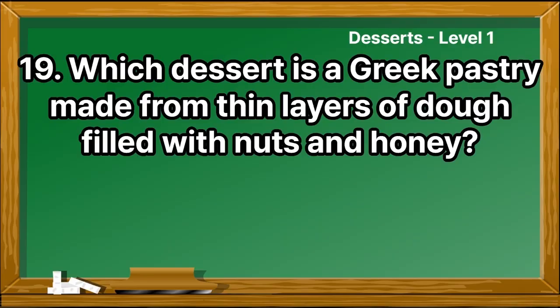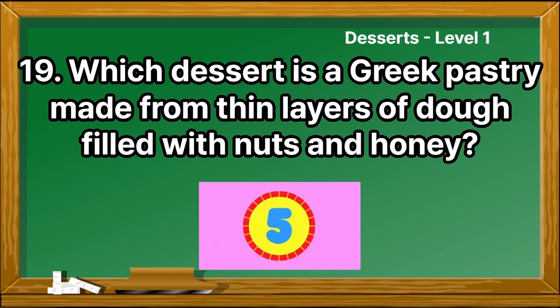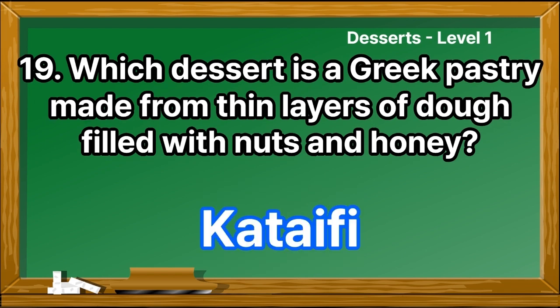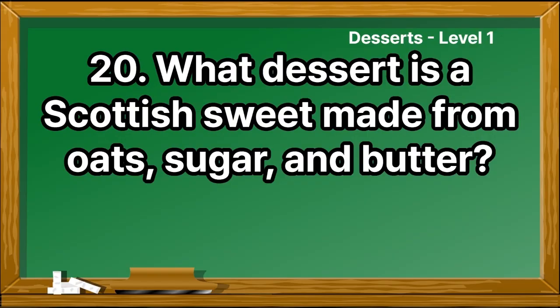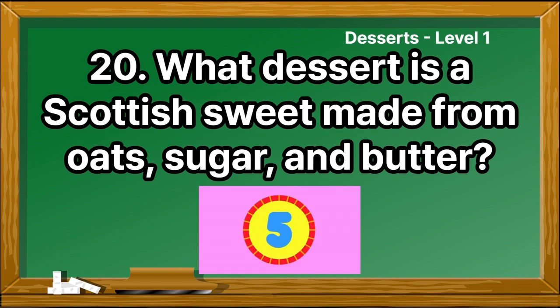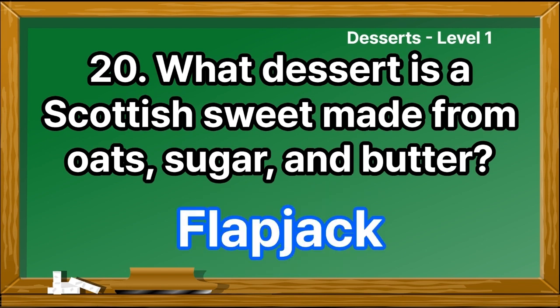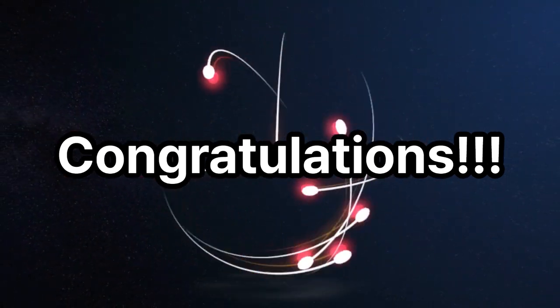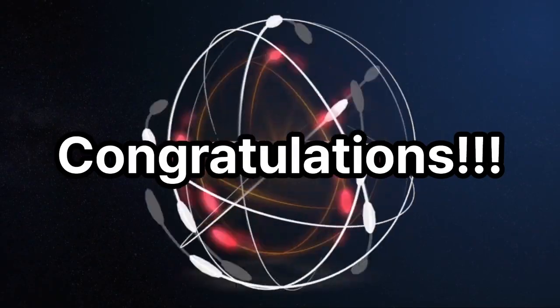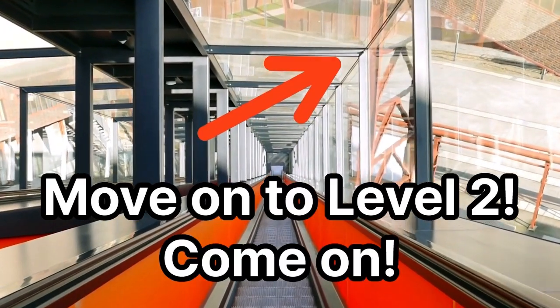Which dessert is a Greek pastry made from thin layers of dough filled with nuts and honey? Katafi. What dessert is a Scottish sweet made from oats, sugar, and butter? Flapjack. Congratulations! Move on to level 2. Come on.